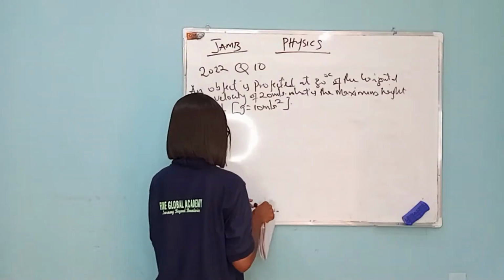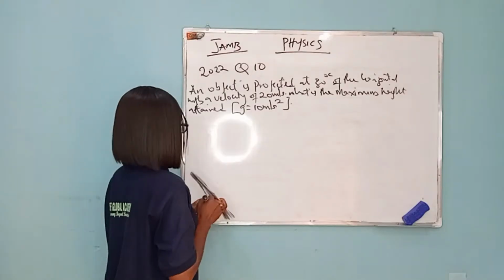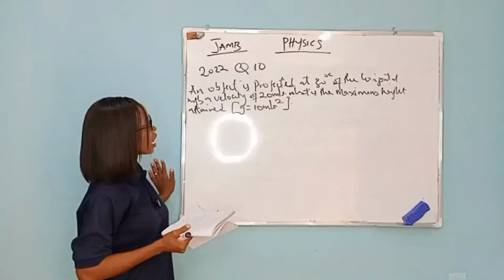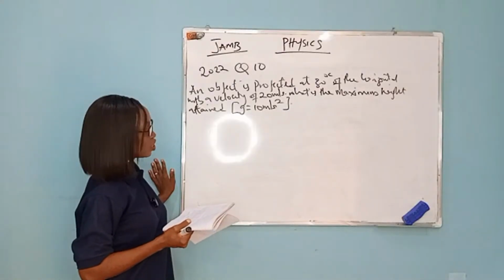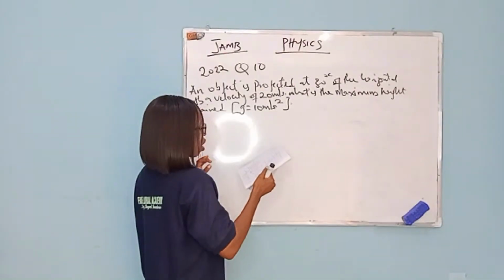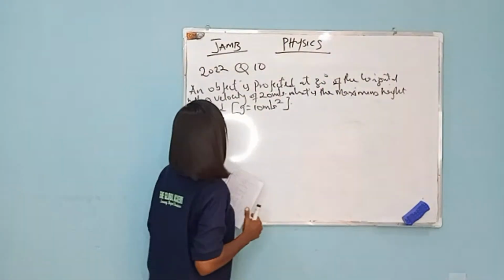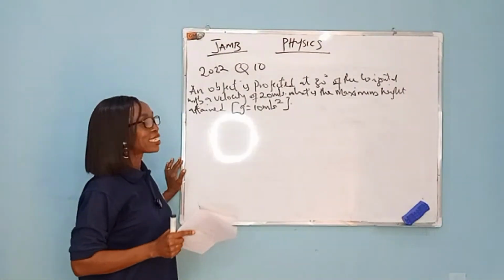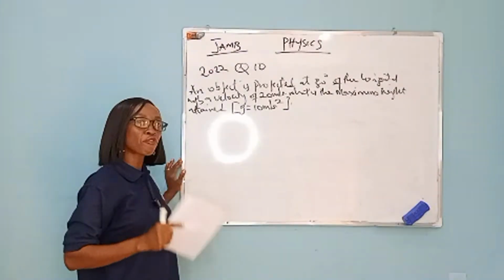Okay, I repeat the question again. An object is projected at 30 degrees to the horizontal with a velocity of 20 meters per second. What is the maximum height?